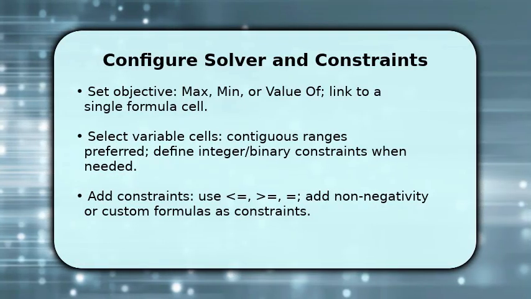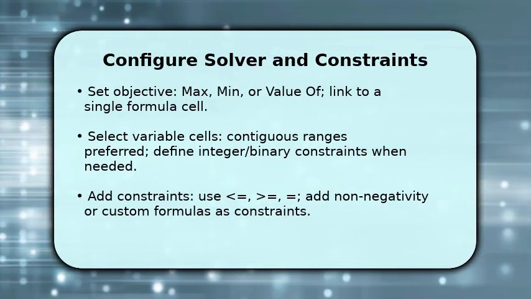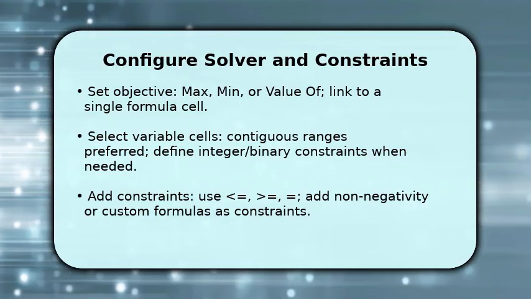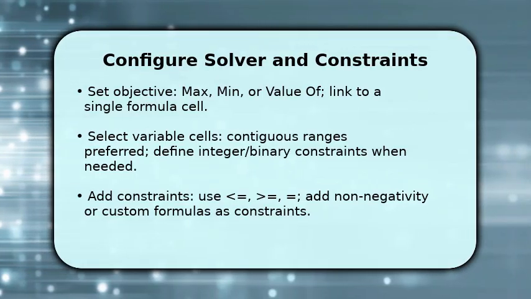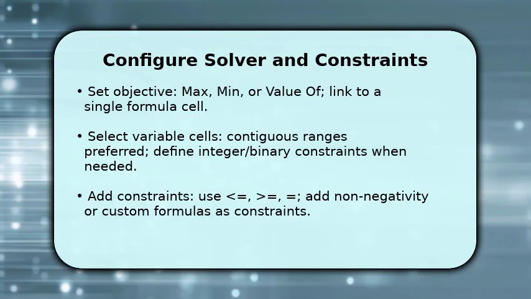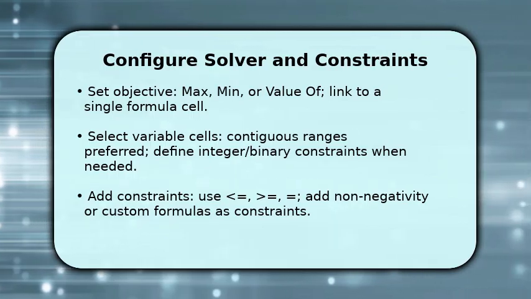You will now set the objective and define the decision variables. First, choose Maximize, Minimize, or Value Of and point to the objective cell. Then select the variable cell range. Contiguous ranges simplify interpretation, but you can pick multiple ranges.